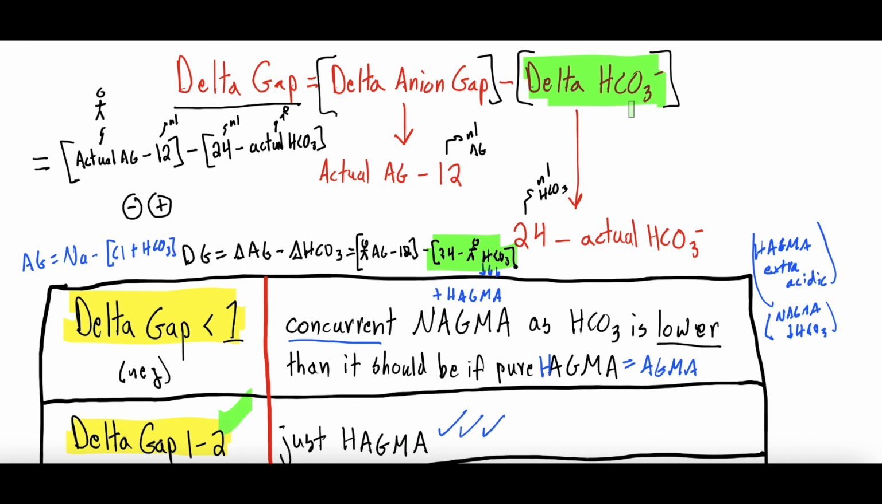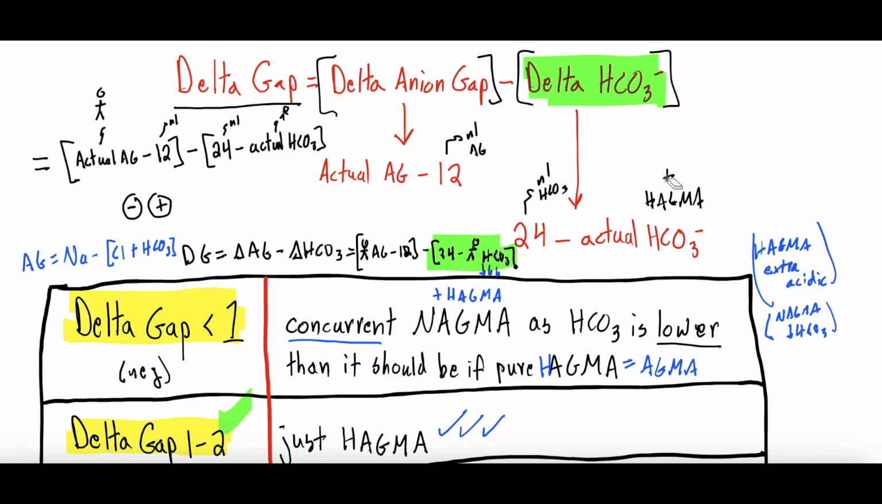If that bicarbonate is inappropriately low, as we know, that would be suggestive of a concurrent normal anion gap metabolic acidosis in addition to the high anion gap metabolic acidosis, because the bicarbonate is lower than it should be. Your delta gap is too low, so you have this combined disorder.